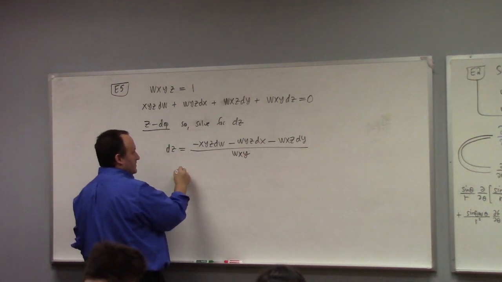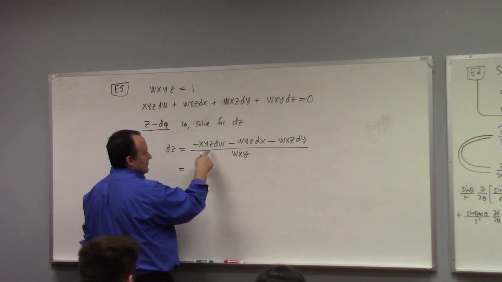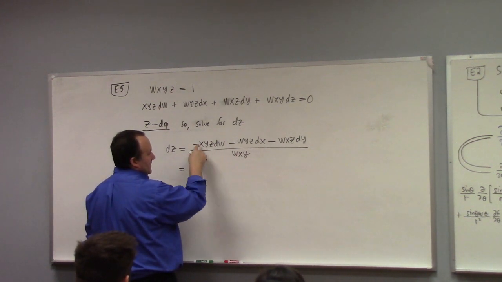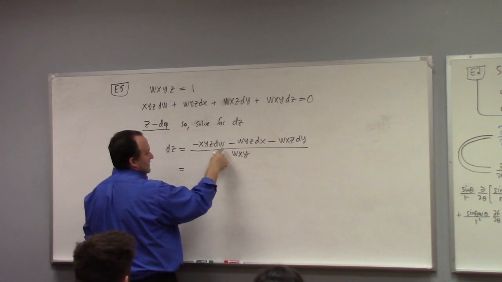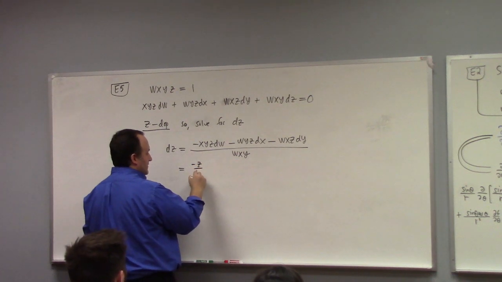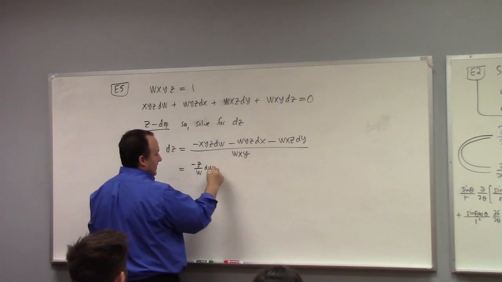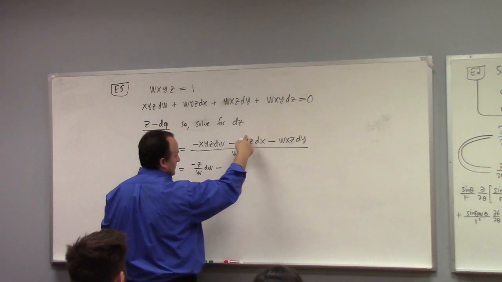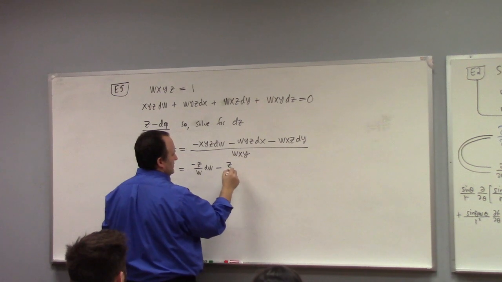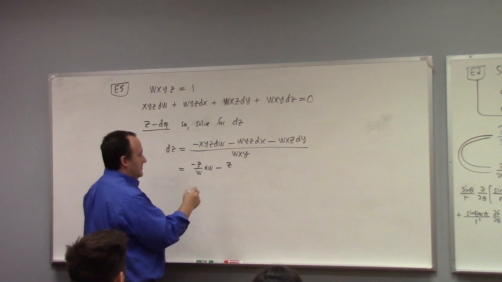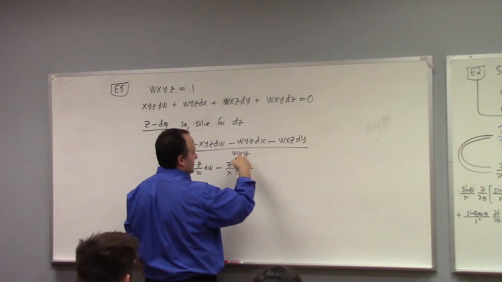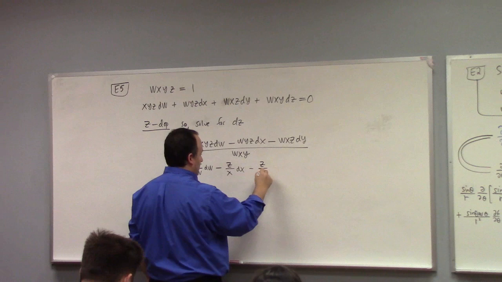And if we simplify that, what cancels? There's some cancellation, right? The x's cancel, the y's cancel. We're left with minus z over w, is it? You guys tell me if I'm right or wrong. And here, the y's cancel, w cancels. Z over x, right? dx minus, if I can do the canceling, z over y dy.